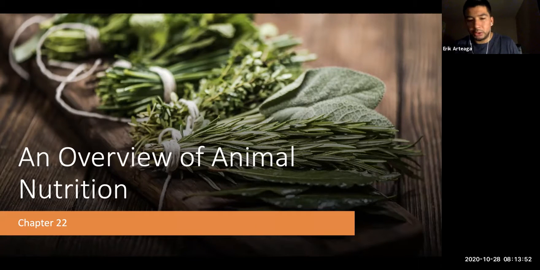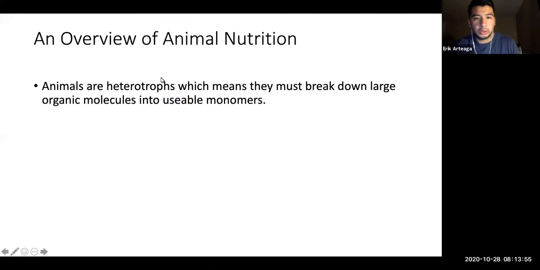So an overview of animal nutrition. Animals are heterotrophs, which means they must break down large organic molecules into usable monomers, okay? So if you remember glycolysis, you need glucose to come in, and glucose can be a monomer of a lot of different things. All right, plants use glucose in their cell walls, the cellulose. Glucose is a monomer to starch and glycogen, okay? So you can have a lot of large organic molecules that have their individual monomers.